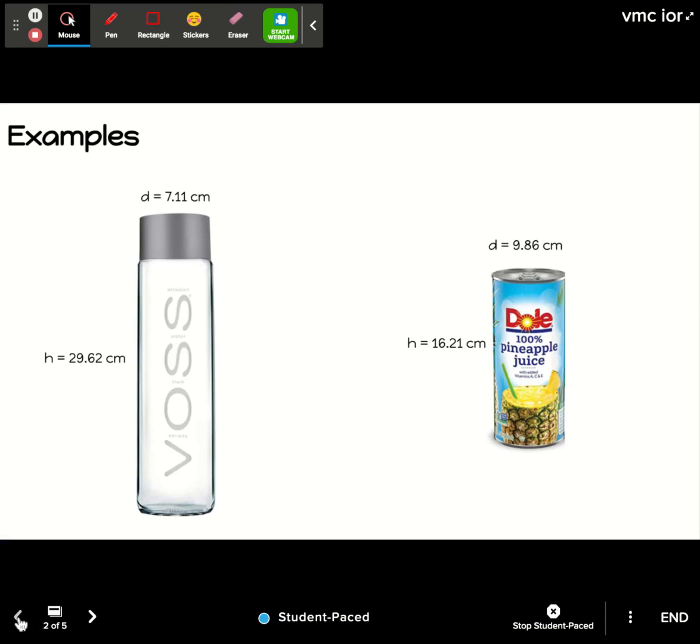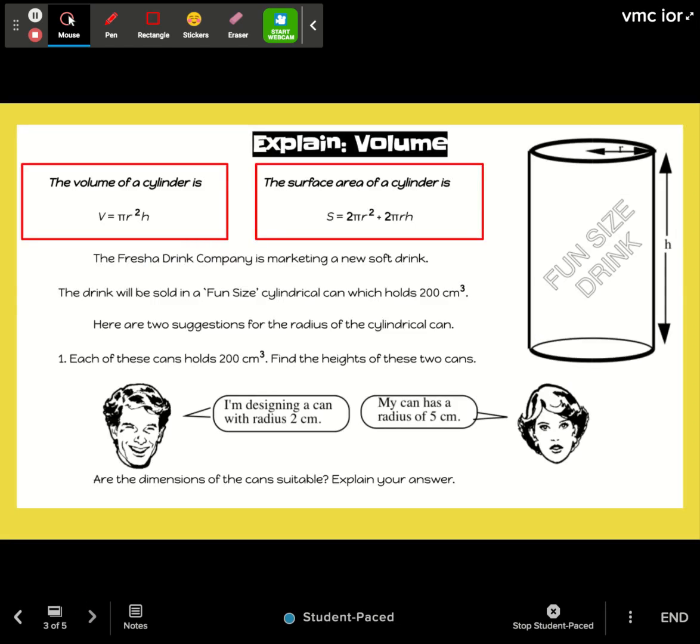And so, like I told you before, 2 centimeters and 5 centimeters of a radius. Now, you know the radius is the diameter divided by two. So that means the Voss water bottle's diameter will be close to 3.5. And the diameter and the radius of this pineapple juice can will be closer to 4 and some change, right? So just comparatively speaking, that's the diameter of each one of these. So you can kind of comparatively see the sizes, right?